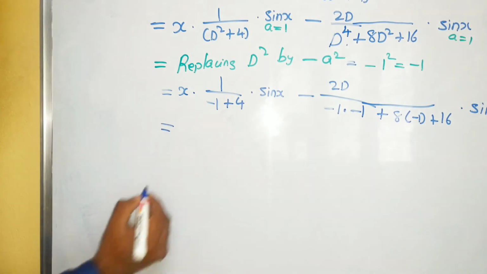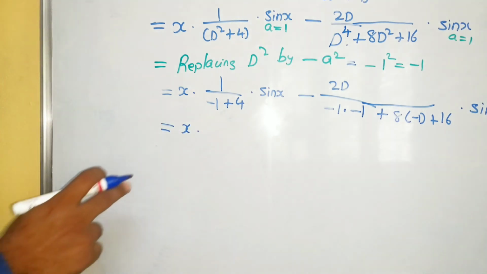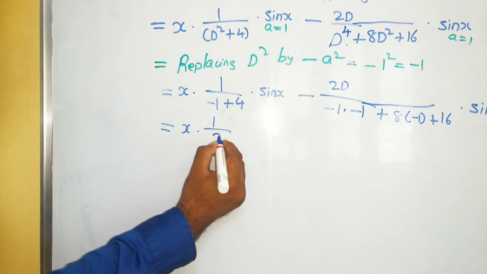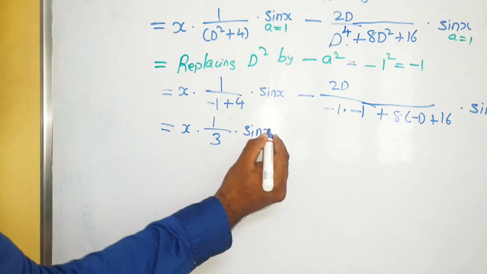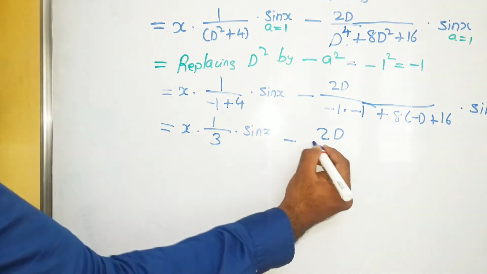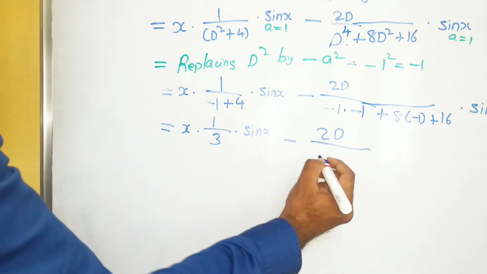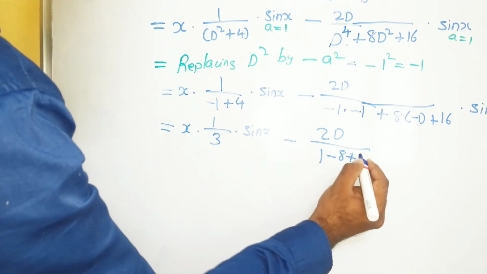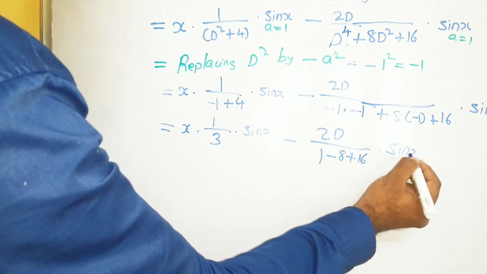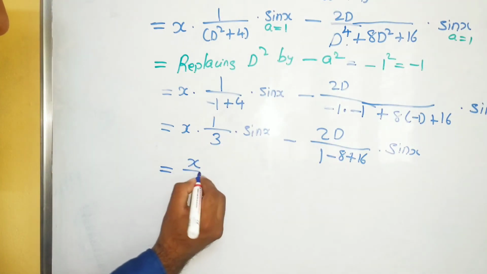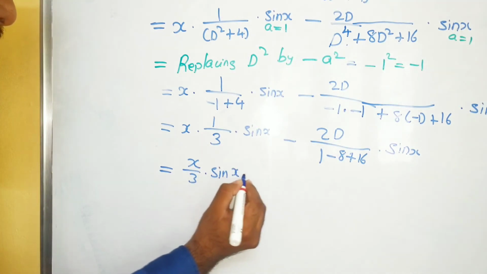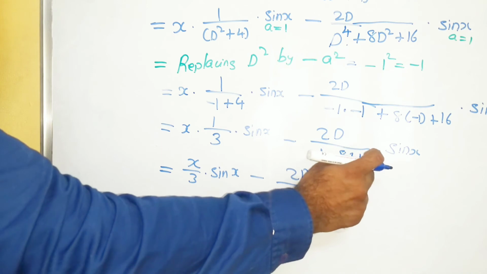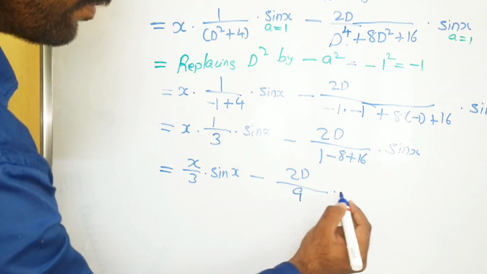That is equal to x into 1 by minus 1 plus 4, that is equal to 1 by 3 into sin x minus 2D by minus 1 into minus 1 plus 1. 8 into minus 1 minus 8 plus 16 into sin x. That is equal to x by 3 into sin x minus 2D by 1 minus 8 minus 7. Minus 7 plus 16 plus 9 into sin x.